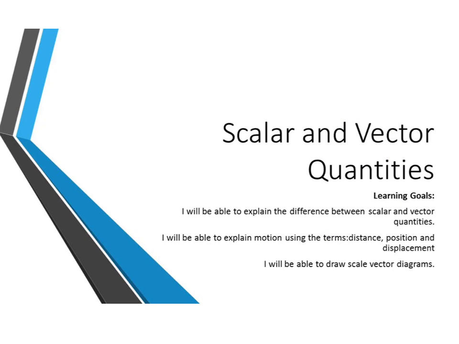So here's the end of our video. Just check the learning goals. I will be able to explain the difference between scalar and vector quantities. Hopefully you're good with that. You'll be able to explain motion using the terms distance, position, and displacement. Hopefully you're good for that. And you'll be able to draw vector scale diagrams, because those are going to come into play again later in the unit.